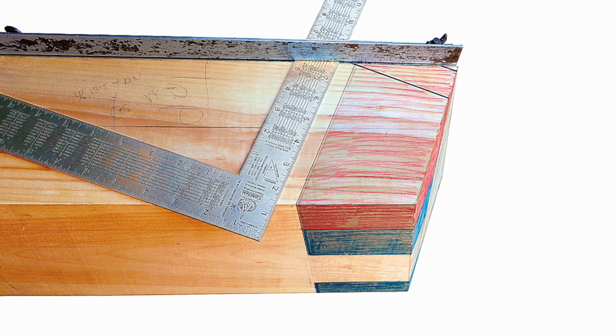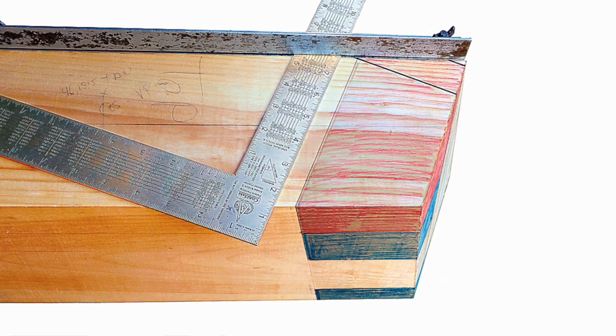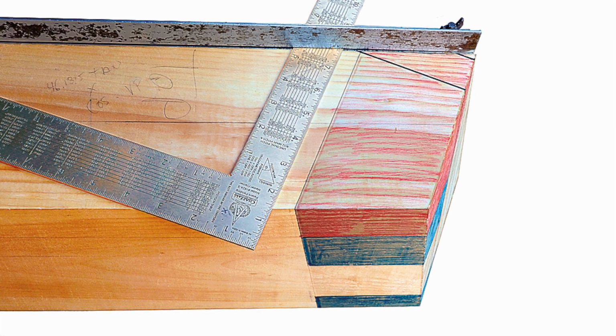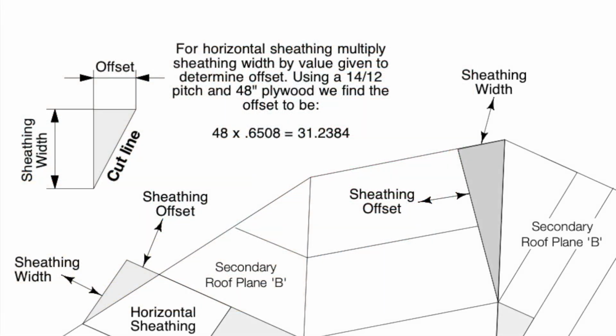When using boards, it's best to jig up a square to mark the offset angle on the boards. When using plywood or sheet goods, you will want to measure and mark the offset length and then define the cut angle with a chalk line. The offset when using plywood would be 48 times 0.6508 equals 31.238 inches.